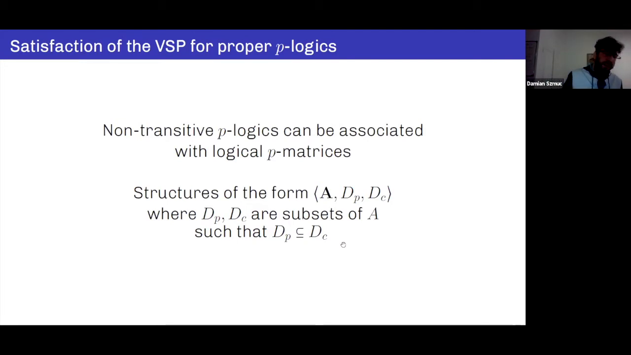Non-transitive P-logics can actually be associated with structures which generalize logical matrices. And these are so-called P-matrices. Why do they generalize logical matrices? Because they have an algebra and they have two sets of designated elements, one for premises, one for conclusions. If these are the same, then you get the regular logical matrices. But if these are different, you do not, right? And you only impose the constraint that the set of designated elements for premises should be included in the set of designated elements for conclusions, okay?